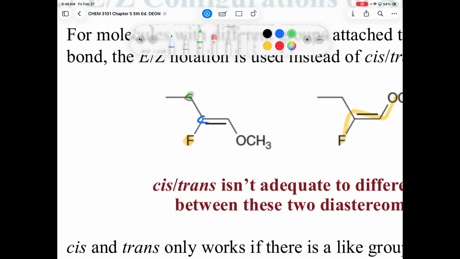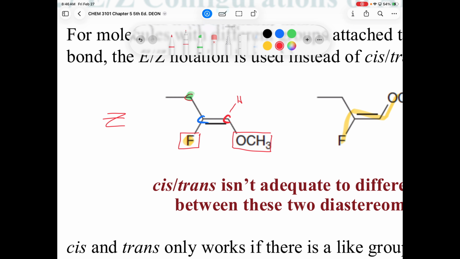Which one of those groups is higher priority, the fluorine or the carbon? The fluorine, right? Fluorine has highest priority, so I'll put a box around it. Now, on the other carbon, I'll highlight this carbon in red. It's got a measly old hydrogen attached to it, and it's got an oxygen attached to it. Which one's higher priority? The oxygen or the hydrogen? It is the oxygen. Good, so we'll put a box around this. Since they're on the same side, we say it's Z, which is zusammen.